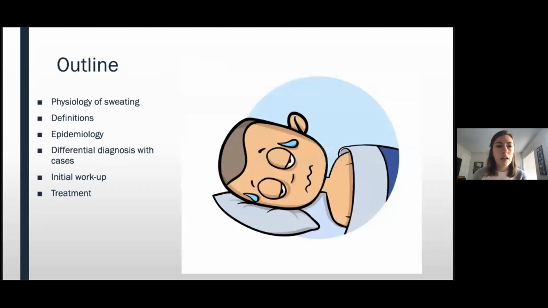So just an outline of the presentation. We'll start with reviewing the physiology and going over some definitions. We'll talk about the epidemiology of night sweats. We'll go through some differential diagnosis with a couple of cases. We'll talk about an algorithm for initial workup, and then we'll end on some treatment options.